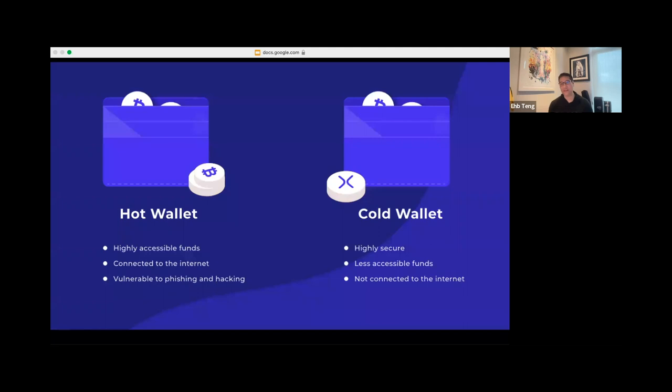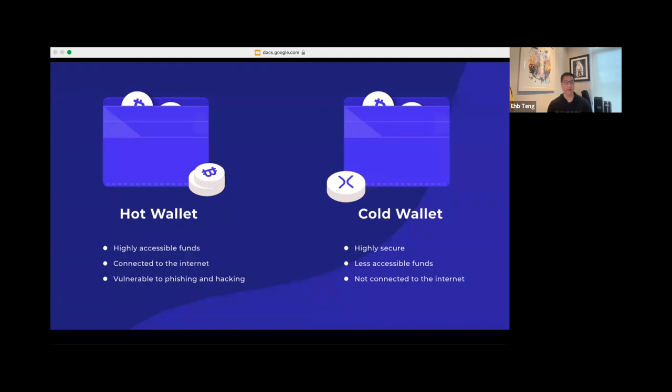Now, the downside of it is that they're not connected to the internet. You do have to go through a few more steps in order to conduct transactions. So, you know, if a currency is fluctuating rapidly on any given day and you're trying to lock in a price, you may not be able to do so as fast as you wanted to, but it's usually not that bad. But the trade-off is super secure. And again, it's in your control. It's non-custodial.